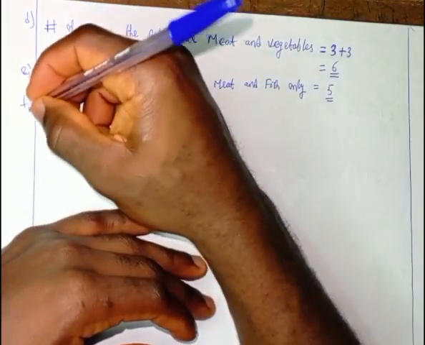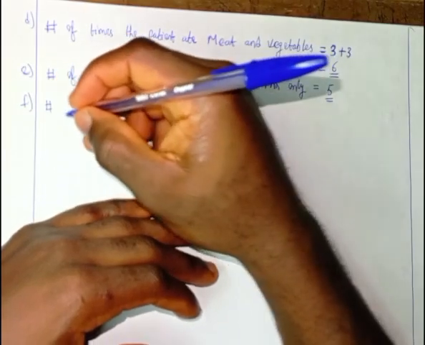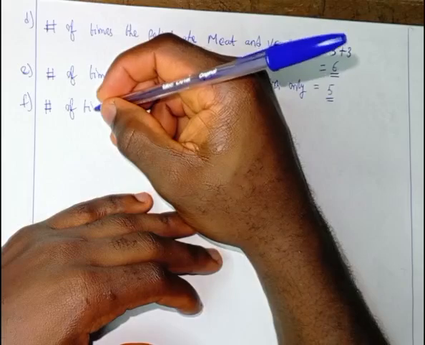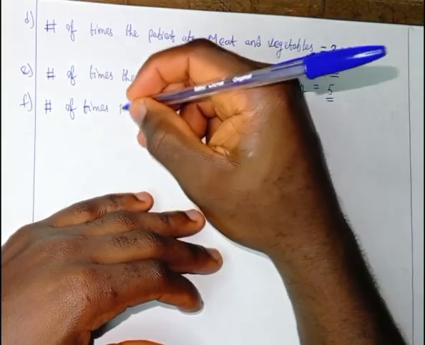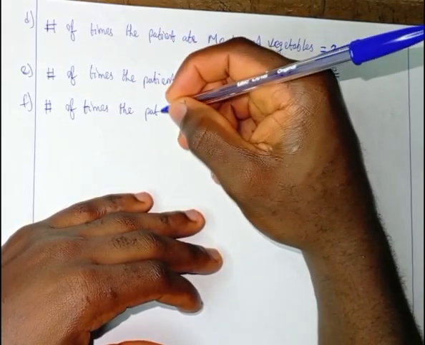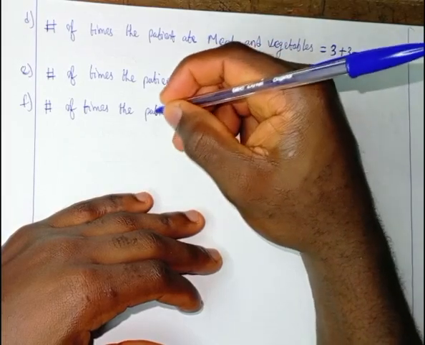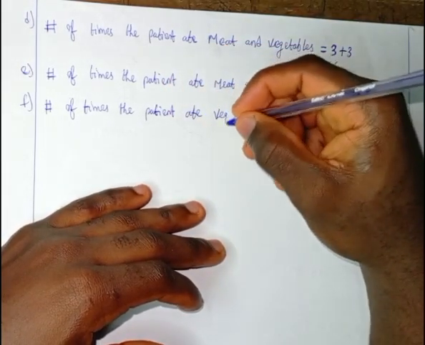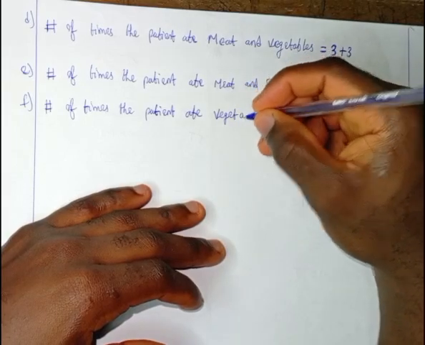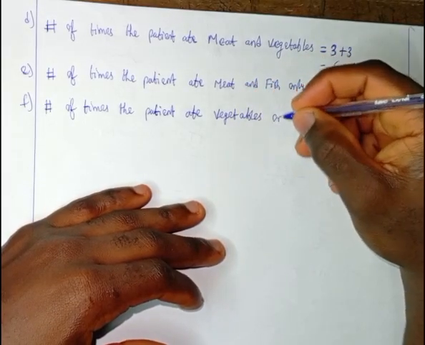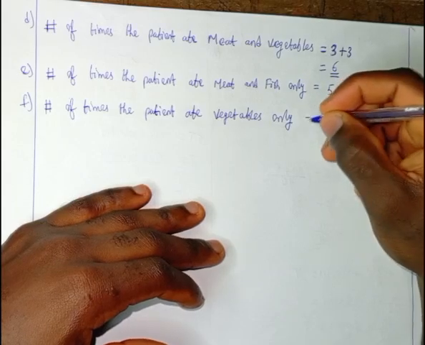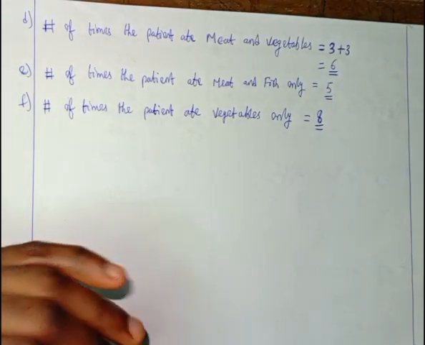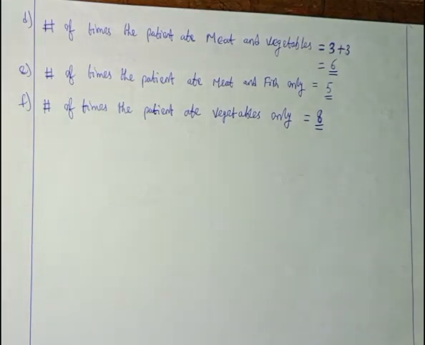For F, we have to determine the number of times the patient ate vegetables only. On the Venn diagram is simply equal to 8. And we are done with the solution of the questions.